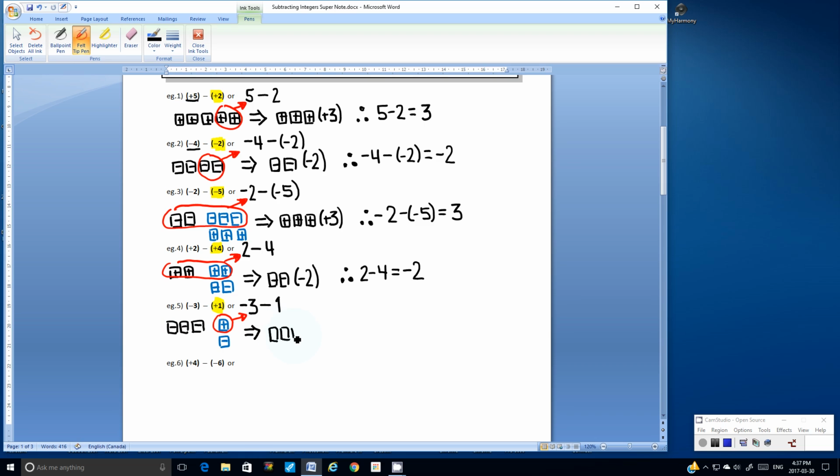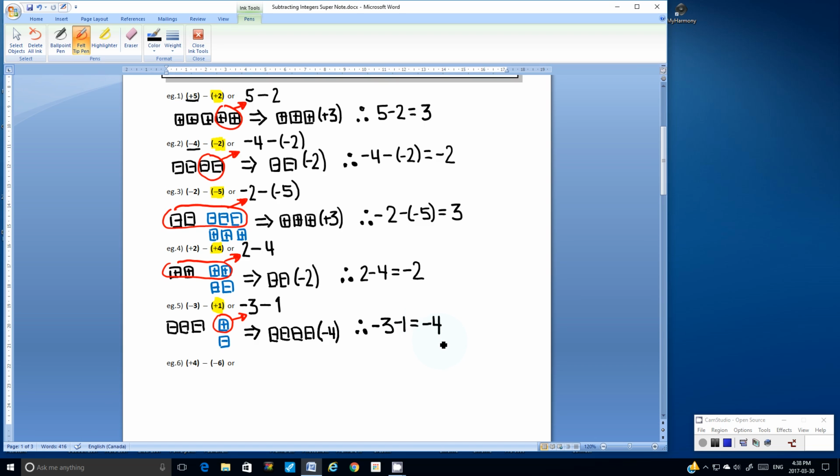1, 2, 3, 4. Okay, I'm going to put my integer answer beside it or below it, and I'm going to write my therefore statement. Okay, let's look back to our question in standard form. Negative 3 subtract 1 equals, and then our answer is negative 4. We take away the brackets, negative 4.